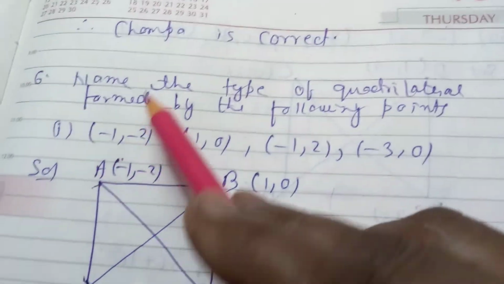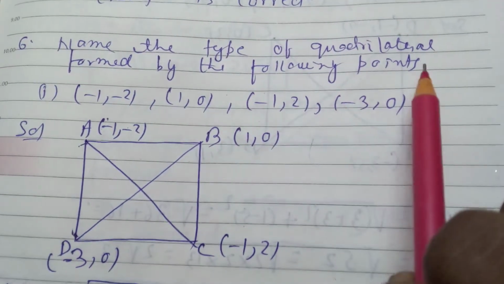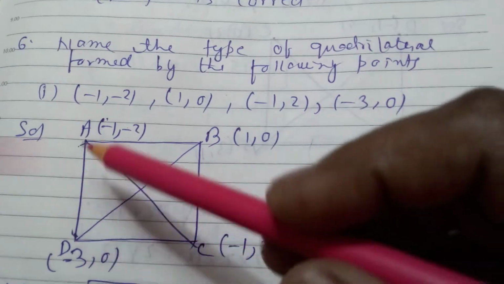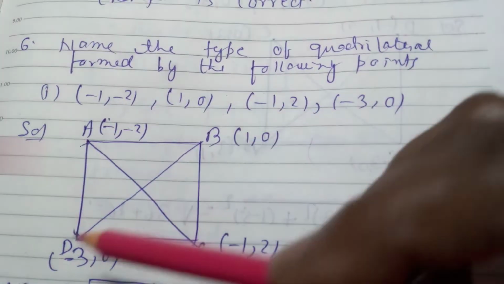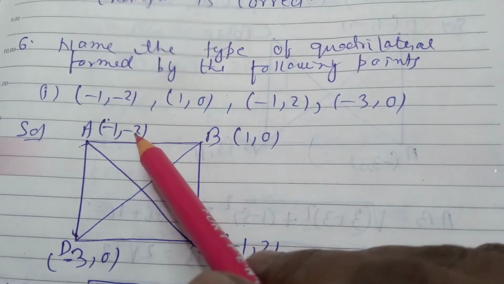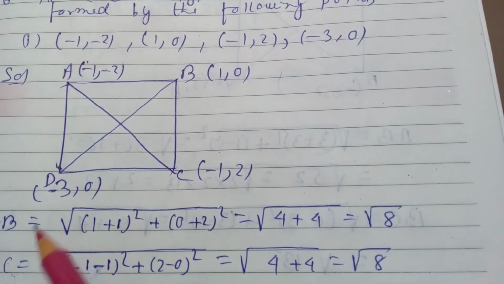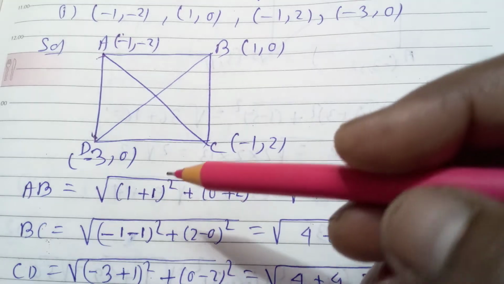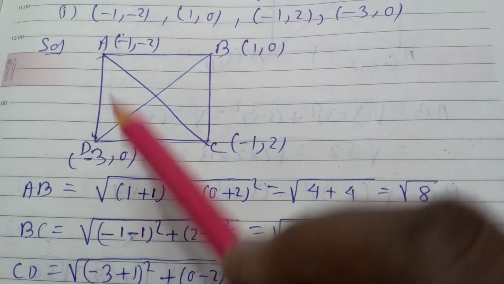Now question number 6. Name the type of quadrilateral formed by the following points. The coordinates of these points are given. So first draw a figure of a quadrilateral ABCD and write the coordinates of the points. Now again the same thing: the four sides AB, BC, CD, AD and the two diagonals are determined.